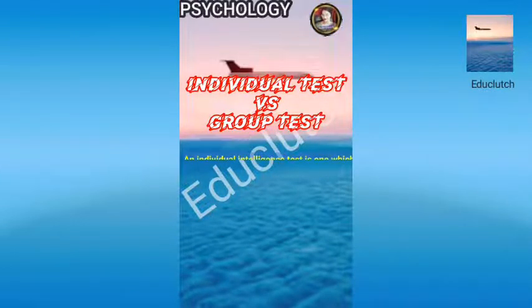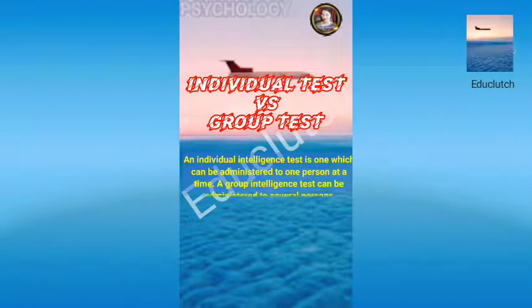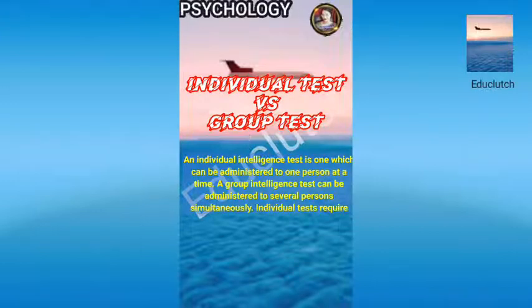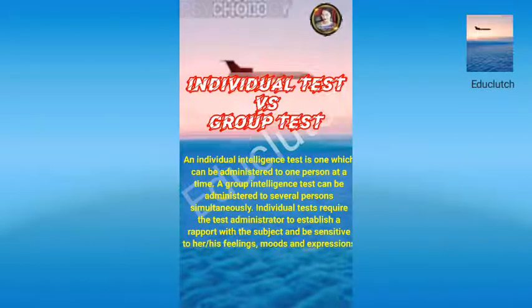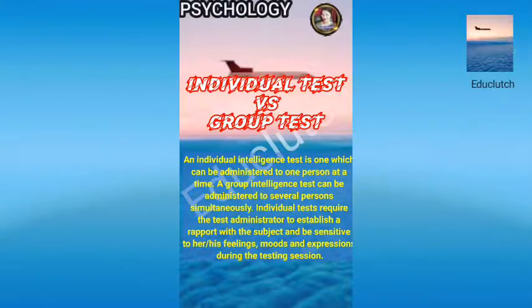An individual intelligence test is one which can be administered to one person at a time. A group intelligence test can be administered to several persons simultaneously. Individual tests require the test administrator to establish a rapport with the subject and be sensitive to his or her feelings, moods, and expressions during the testing session.